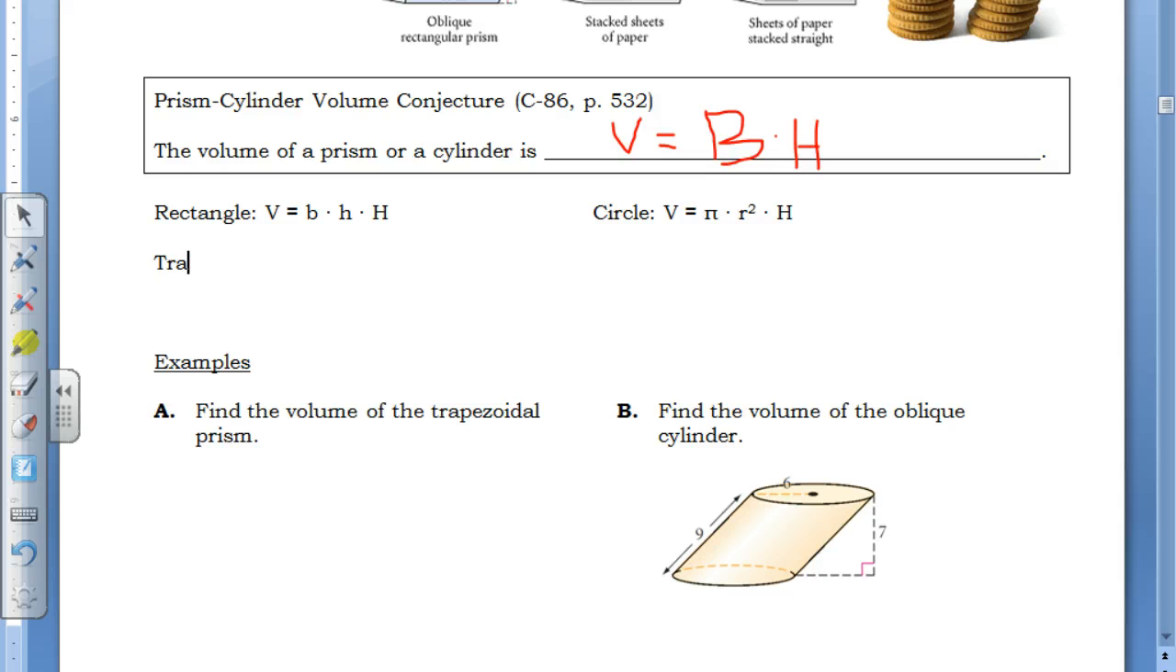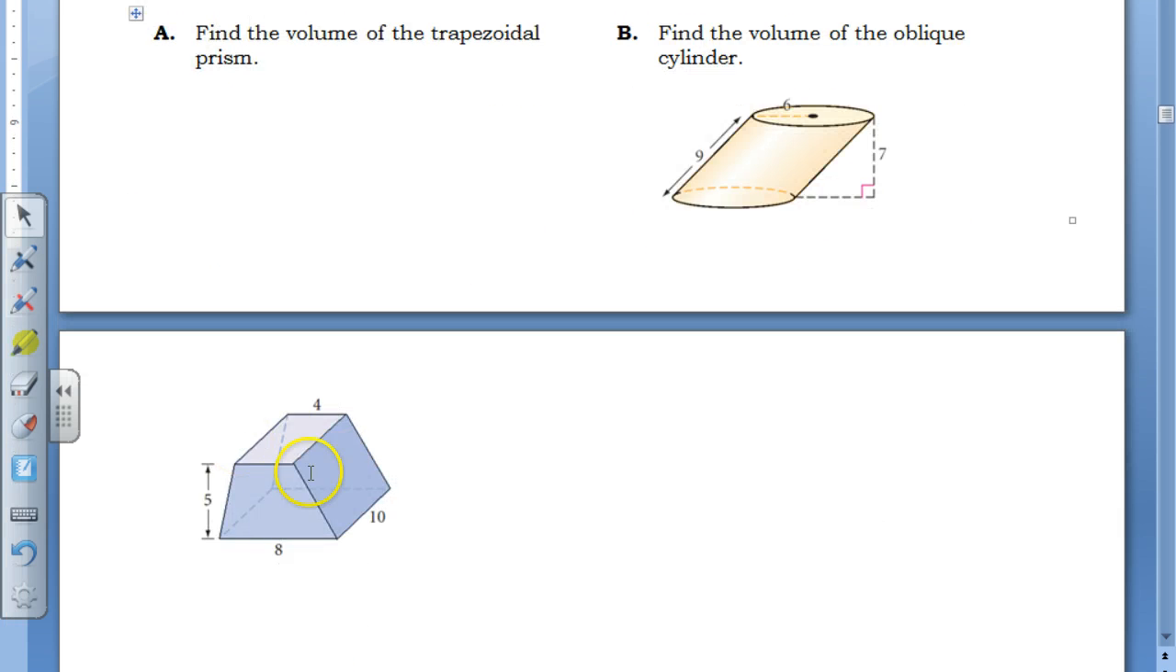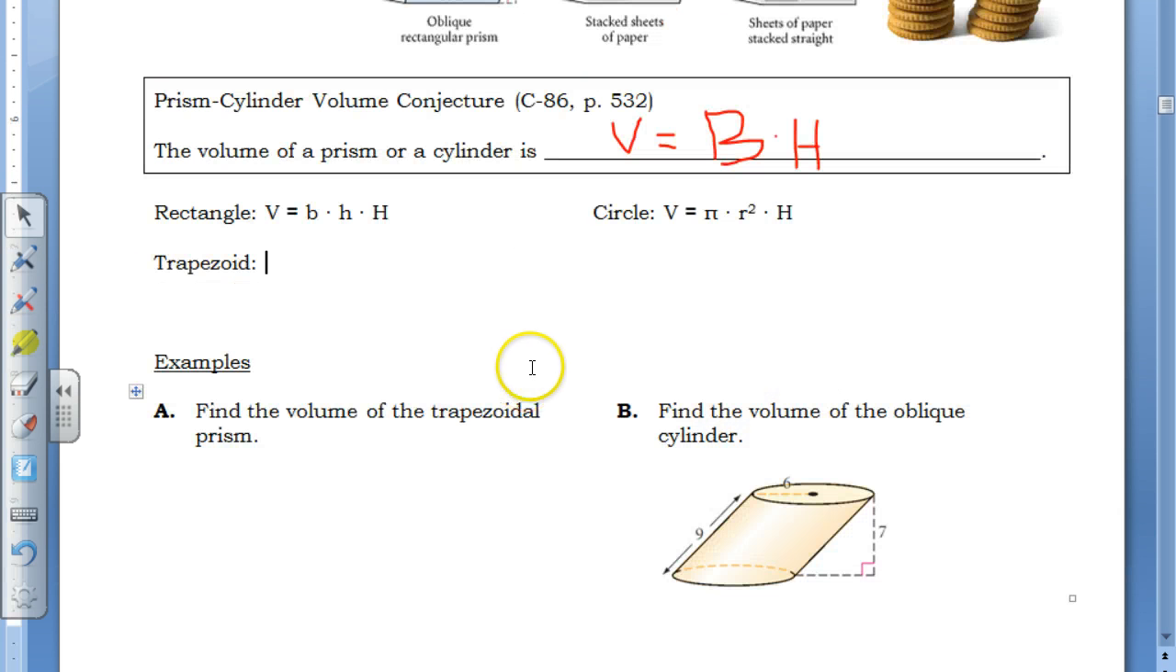If I have a trapezoidal base, like the one that was in this picture, just slid down, but that's a trapezoid, then the volume of the prism is going to be equal to the area of the trapezoid, which is base 1 plus base 2 times the height divided by 2. That's our area of a trapezoid. And then again, they all end with times the height of the prism.